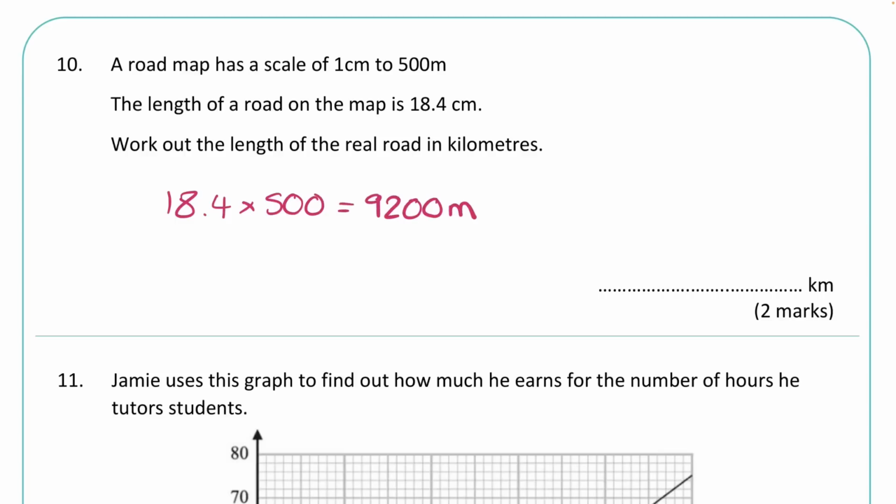9,200 metres, and it wants to know the answer in kilometres. Now there are 1,000 metres in every kilometre, so if we divide this by 1,000, we get the answer 9.2, and that's now in kilometres. So there we go, 9.2 kilometres, and that is the distance of the real road. We already have kilometres on the dotted line, so we don't need to write it again. So there we go, 9.2.